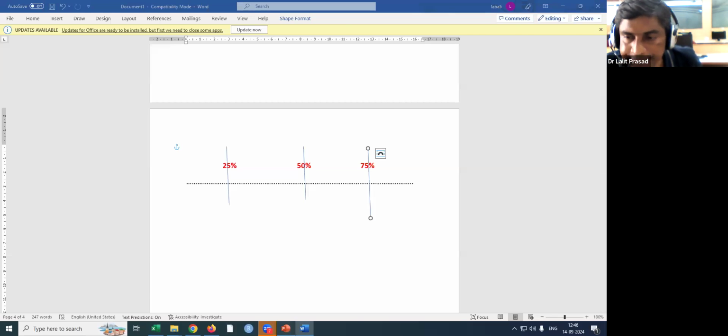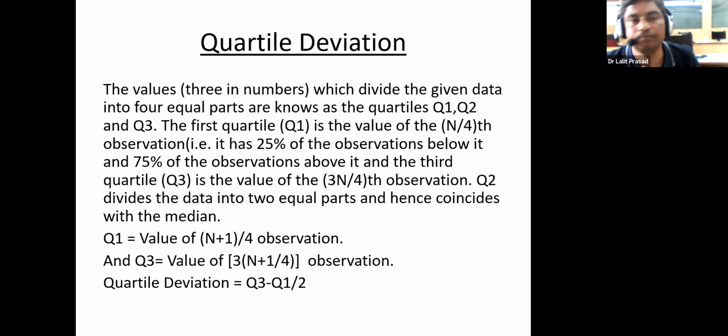So what it is saying? You can see here the 3 values which divide the given data. I'm just giving you the definition. What is the relevance of this? When we do it in data sets, we'll do it in R. So the 3 values which divide the given data into 4 equal parts are known as the quartiles Q1, Q2, and Q3.